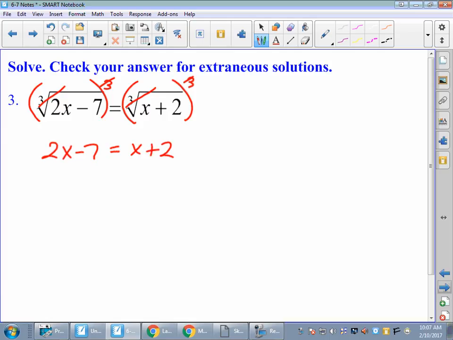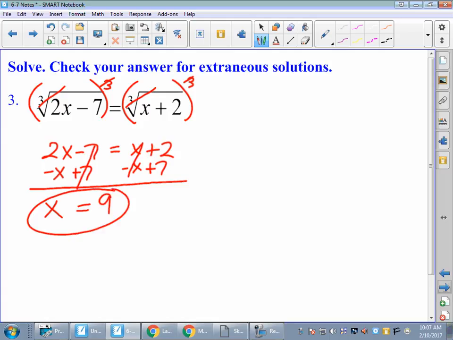We simply bring over the x, subtract the x. At the same time I bring the x to the left-hand side, I'm just going to add 7 to the other side, do it all in one step. x equals 9. I'm going to check my solution. When I plug in 9, I get 18. 18 minus 7 is the cube root of 11.